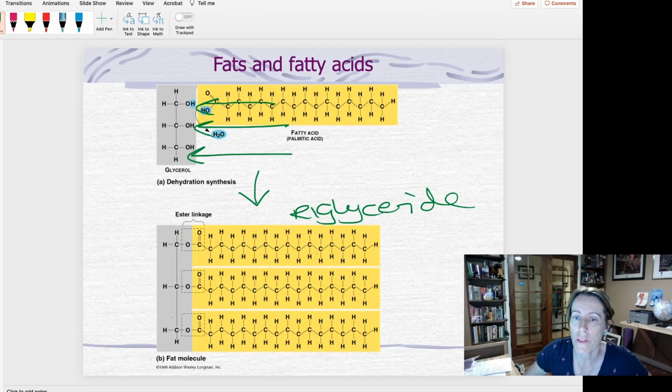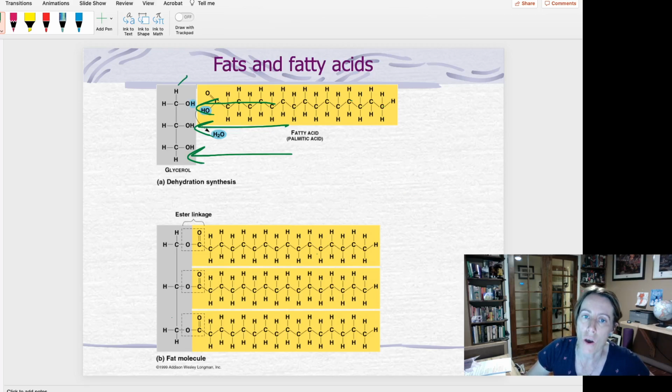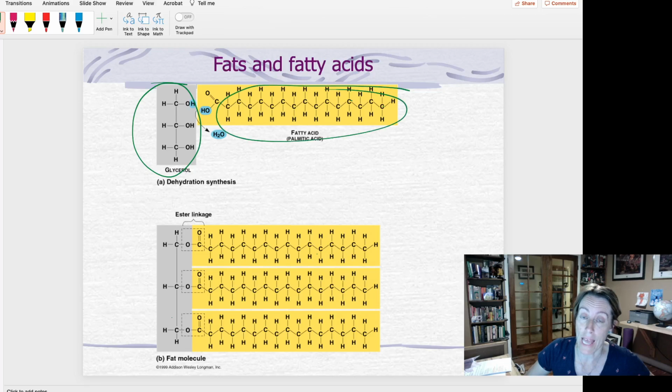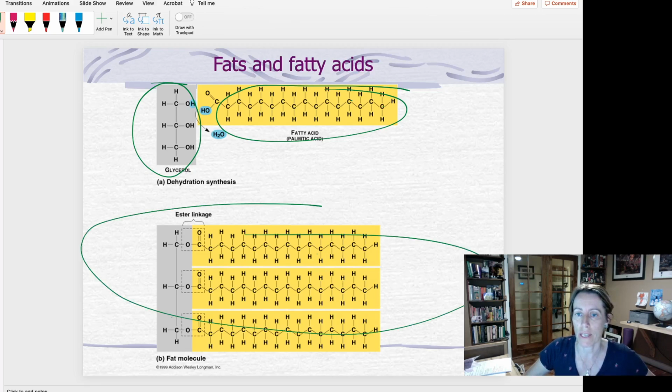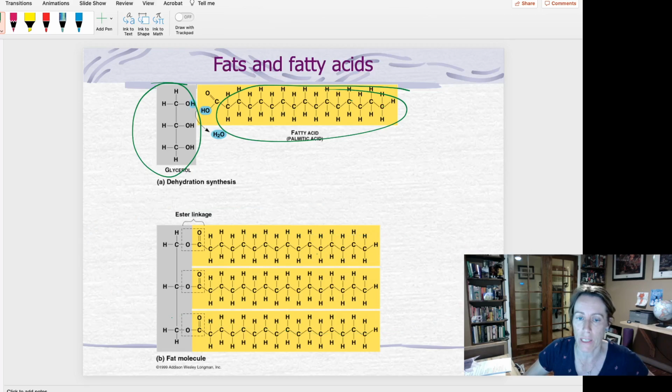So one or two other things. A couple things that always confuse students. This on its own is called glycerol. Let me erase all this. This on its own is glycerol. This on its own is a fatty acid. It's not called a triglyceride until you hook the whole shebang together and you get this giant molecule down here. So only this one is the triglyceride, the bottom one.